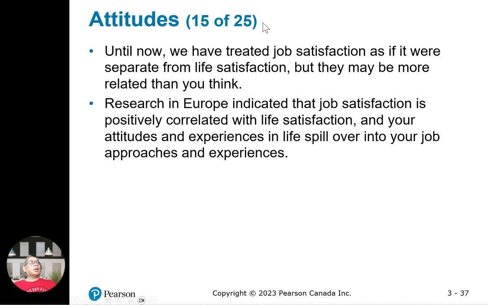Until now, we have treated job satisfaction as separate from life satisfaction, but they are more related than you may think. Research in Europe indicates that job satisfaction is positively correlated with life satisfaction, and your attitudes and experiences in life spill over into your job attitudes as well as experiences.